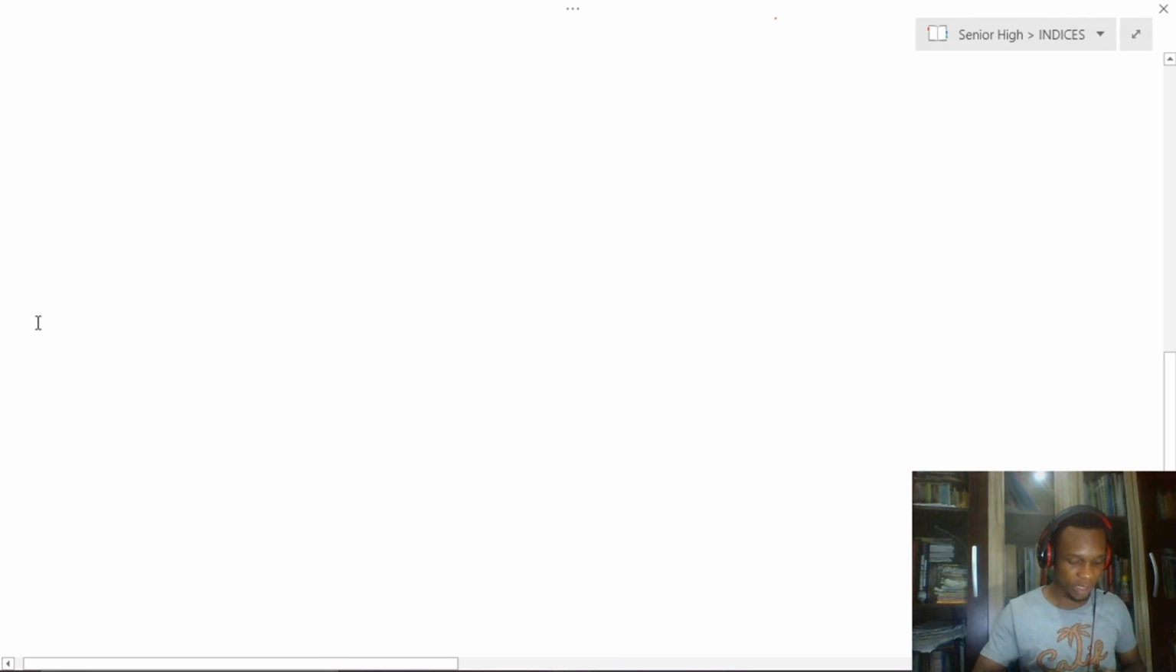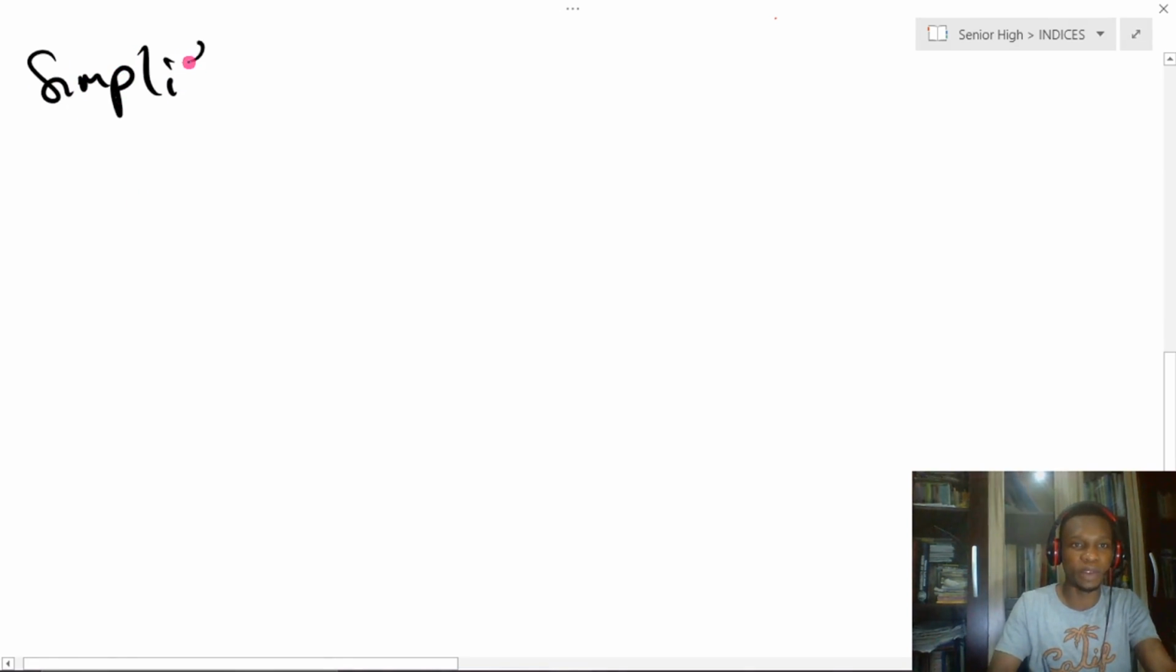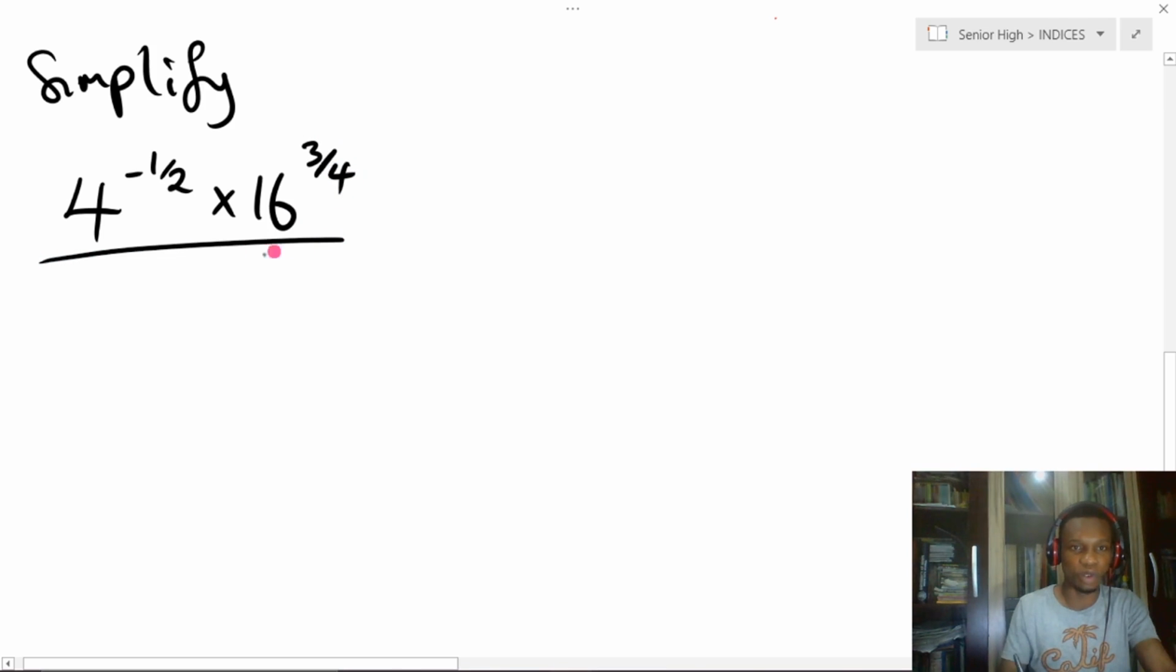Now, I need something quite tough. So, I have this question here on the board. We're asked to simplify this question. 4 raised to the power of minus 1 over 2 times 16 raised to the power of 3 over 4, over 4 raised to the power of 1 over 2. Now this is trying to look tough, but it's not really tough. So let's solve this question.